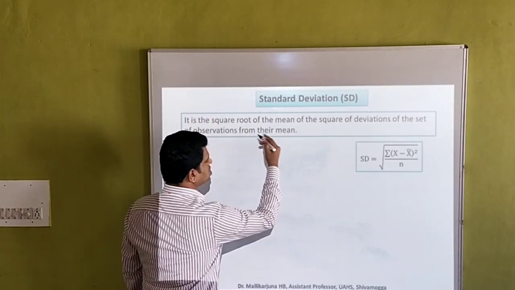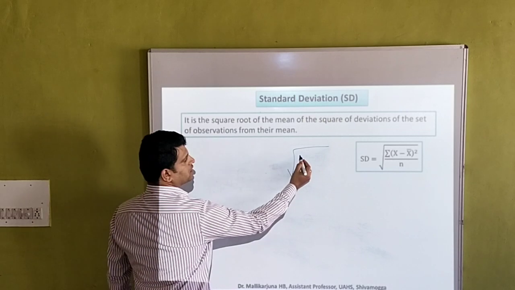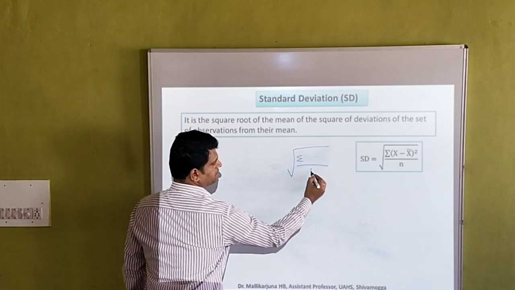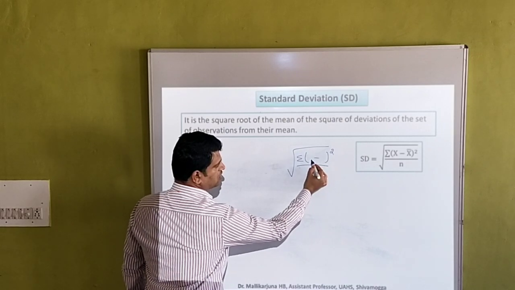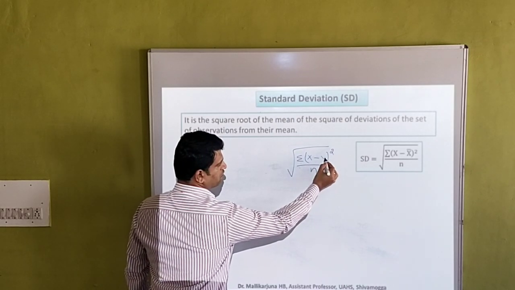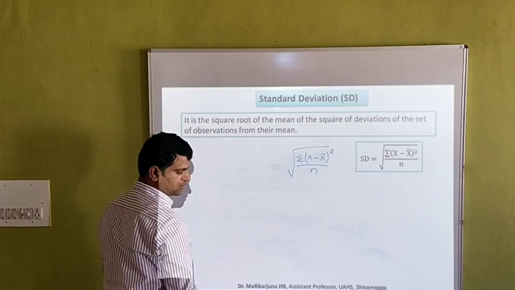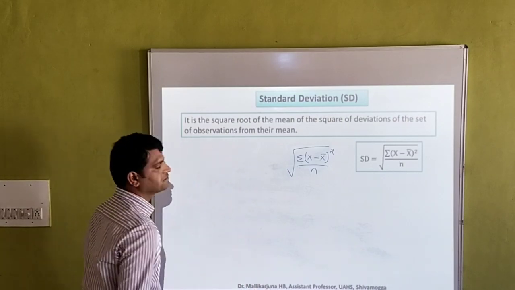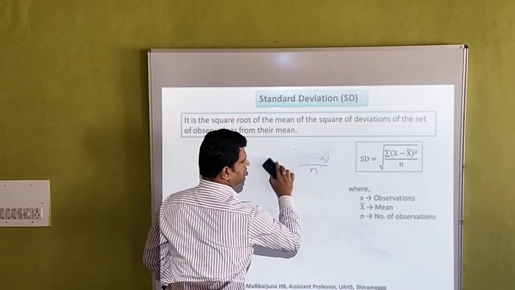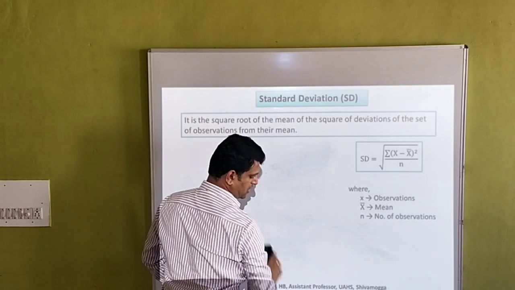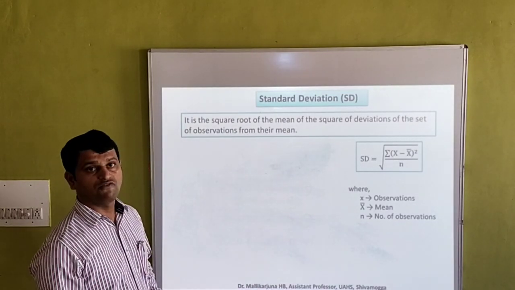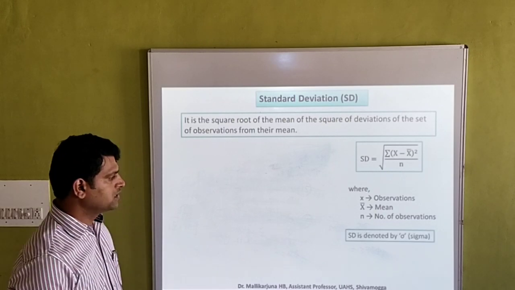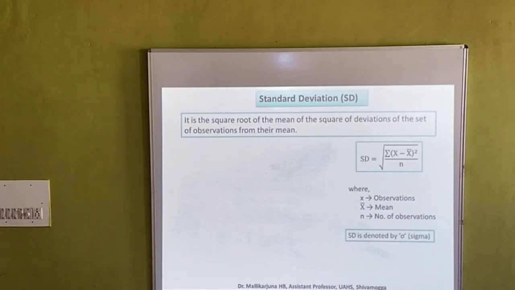So the square root of the mean of the square of the deviations of a set of observations from their mean is the standard deviation. Here x is the observations, x bar is the arithmetic mean, and n is the number of observations. SD is denoted by sigma.